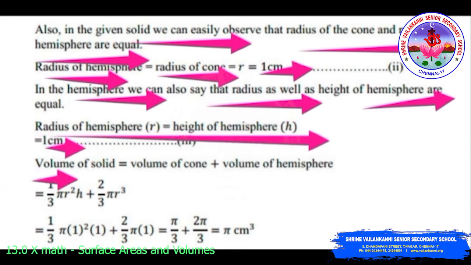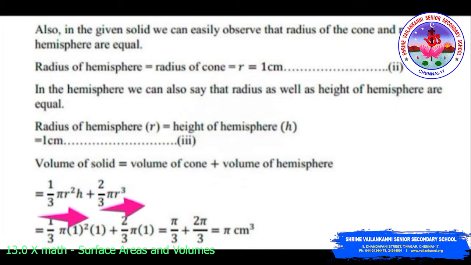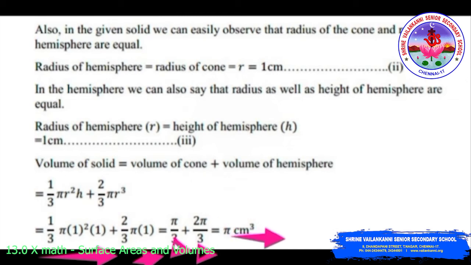Now the volume of the solid can be found out by adding the volume of a cone plus the volume of a hemisphere, where the formula for the volume of a cone is 1 by 3 pi r squared h, plus the volume of a hemisphere, 2 by 3 pi r cube. Substituting the values of the height of the cone as well as the radius of the hemisphere, we get 1 by 3 pi into 1 squared into 1 plus 2 by 3 pi into 1. Simplifying, I will be getting pi by 3 plus 2 pi by 3, getting 3 pi by 3. 3 gets cancelled. So I have pi centimeter cube.